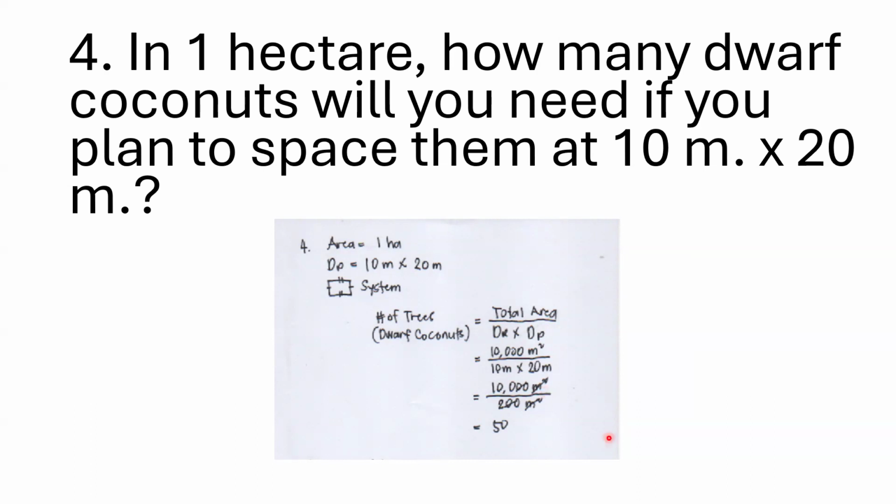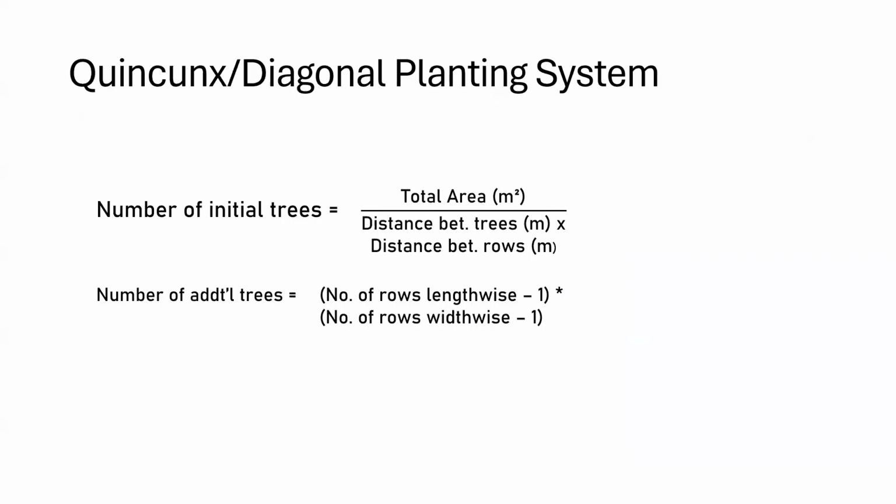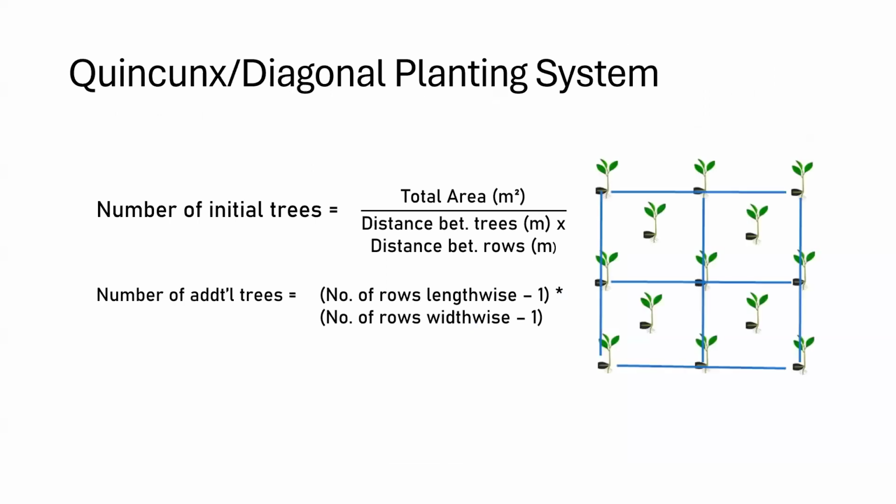Okay. Next naman, proceed na tayo sa quincunx or diagonal planting system. So in quincunx or diagonal planting system, all trees are also equidistant gaya sa square. However, the difference is that there's an additional tree at the center of every square. Itong si pumagitna, number 5. So same distance from here to here. Then there's an additional tree in the center.